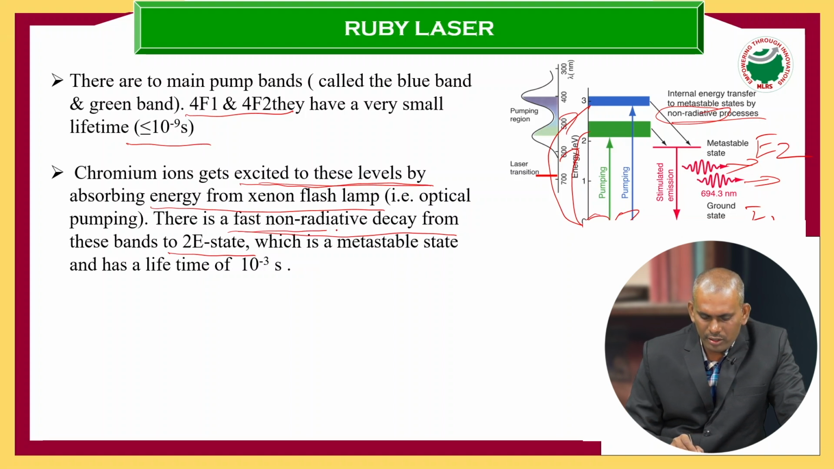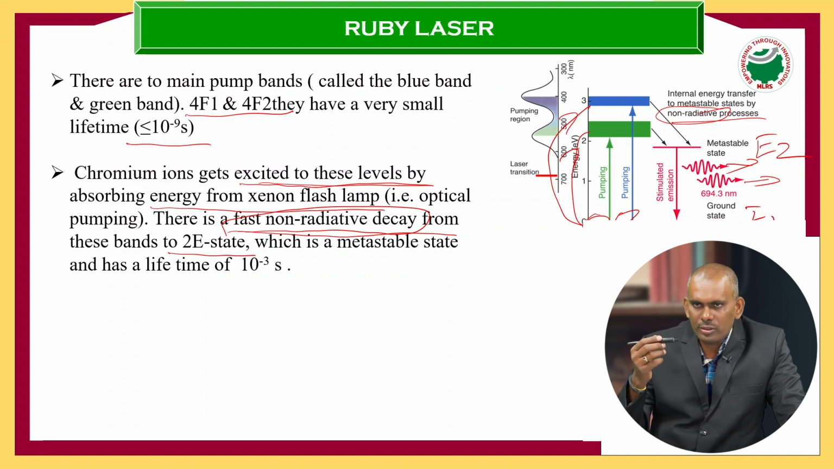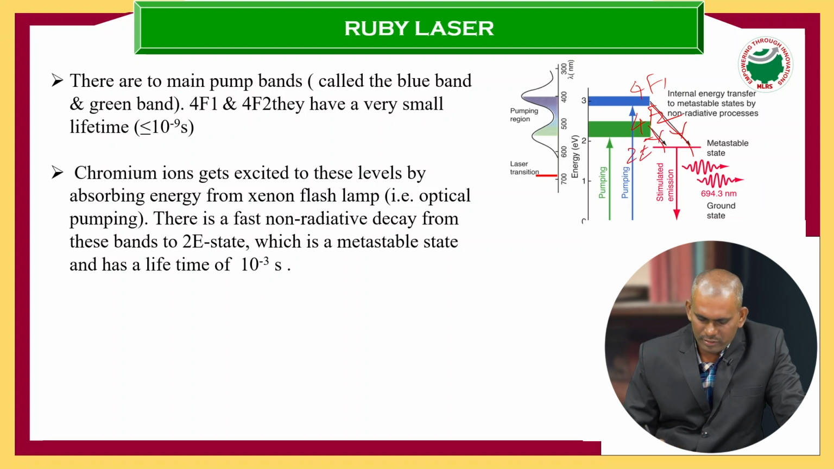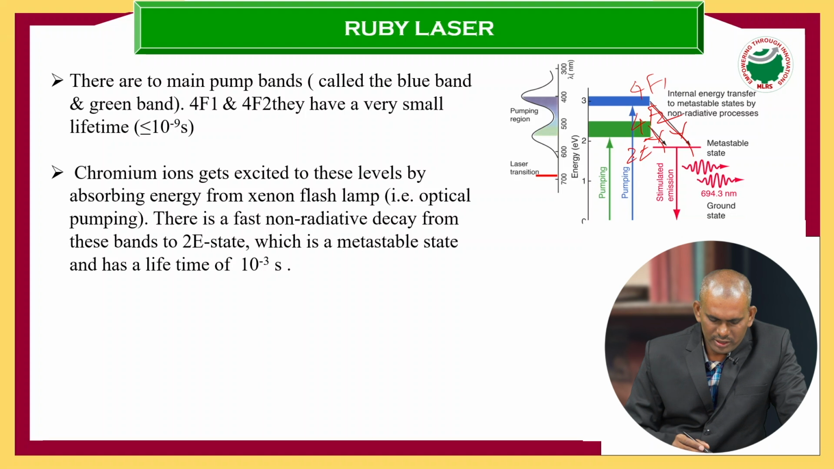There is a fast non-radiative decay. Non-radiative decay is nothing but, in this transition the energy is emitted in the form of heat or phonons. So that is a non-radiative process. You can see from 4F1, 4F2, these atoms are coming to the metastable state 2E by a non-radiative process. So this 2E state is called the metastable state.